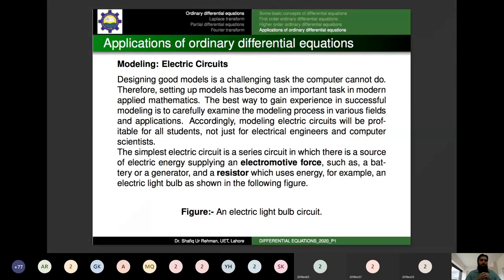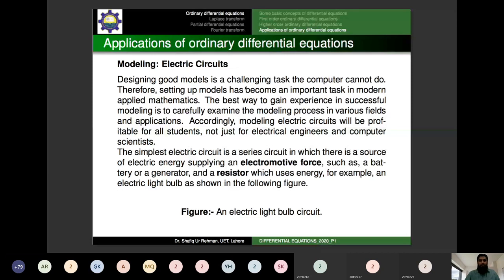Modeling is a demanding, a challenging task for everybody because you look into the physical phenomena that exist in reality, make a mathematical model, and we see that the mathematical modeling of every engineering problem will turn out to be a differential equation. So as an important application of differential equations, we will try to model electric circuits.